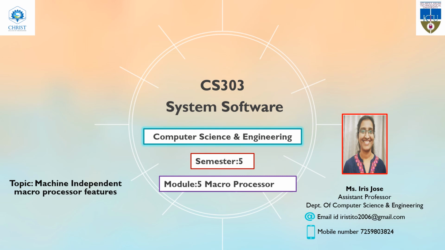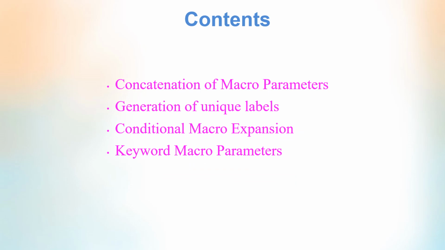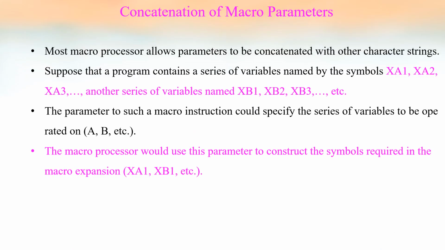In this video, we can learn the machine-independent macroprocessor features. There are 4 machine-independent macroprocessor features: concatenation of macro parameters, generation of unique labels, conditional macro expansion, and keyword macro parameters.